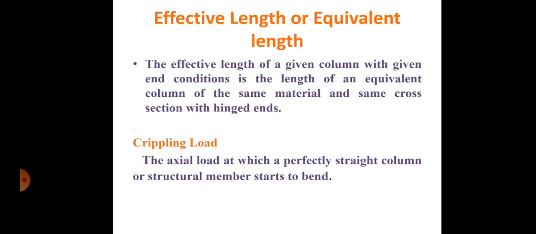Another important term is effective length or equivalent length. The effective length of a given column with the given end conditions is the length of an equivalent column of the same material and same cross section with hinged ends. We need to convert any other end condition into the hinged end condition, and that is known as the equivalent or effective length. The material is the same, the cross section is the same, but the end condition is that both ends are hinged.